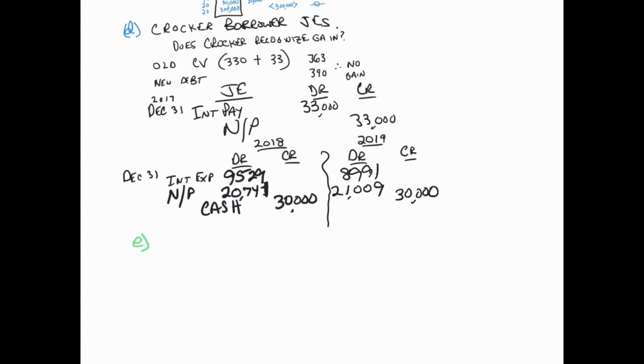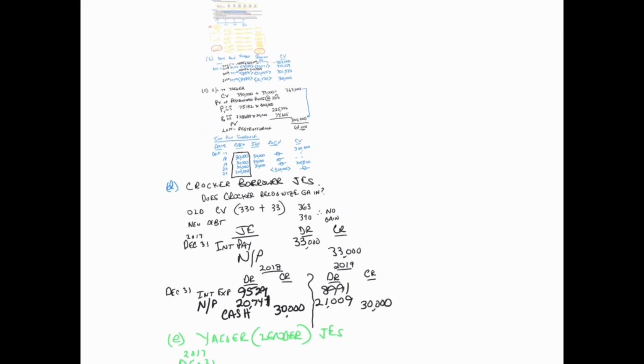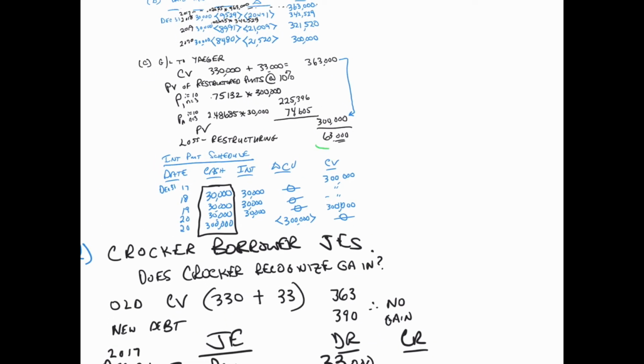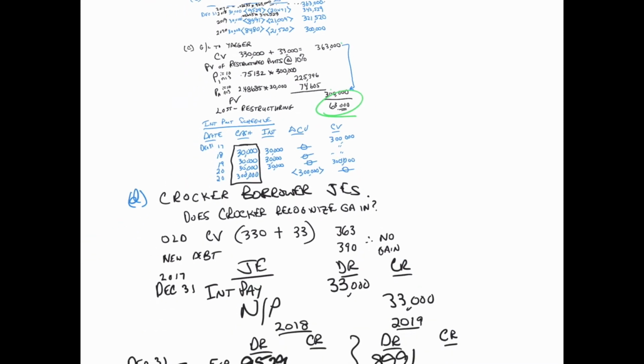All right, now let's take a look at Jaeger's journal entries. Jaeger, who is the lender, journal entries. The first thing on December 31st, 2017, remember that Jaeger lost $63,000 on this because they had something that had a carrying value of $363, and now they're going to have something that's actually worth $300,000.